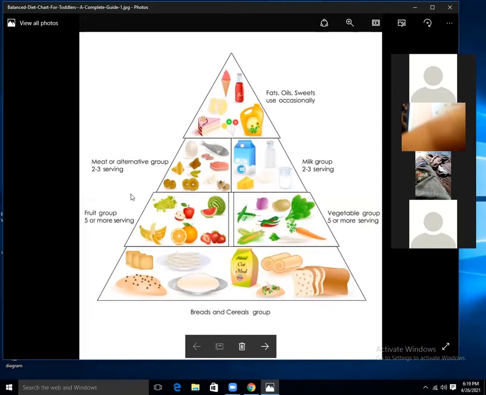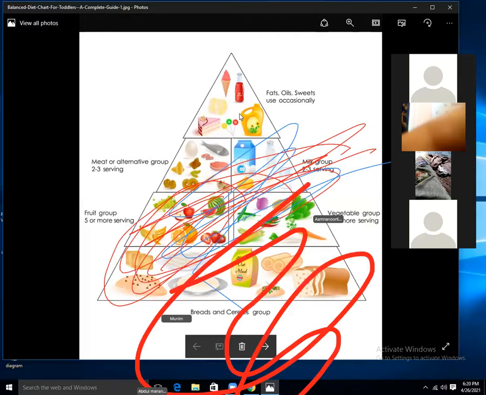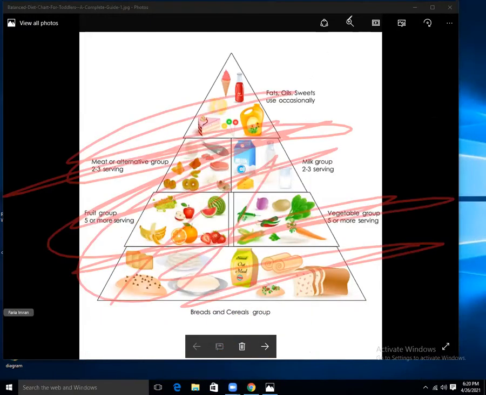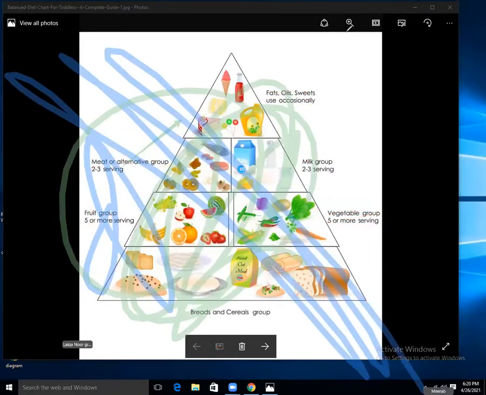Students, look at this picture, all the students. This is a picture of balanced diet. In first groups, students, don't make drawing on this. Students, don't make drawings. Amna Noor, don't do that. Students, don't do that.